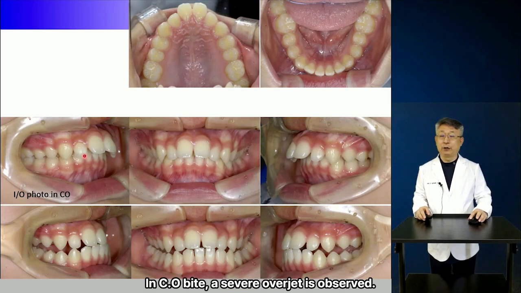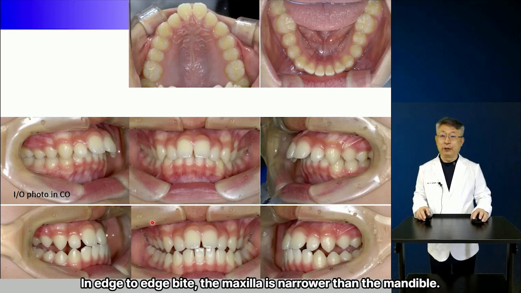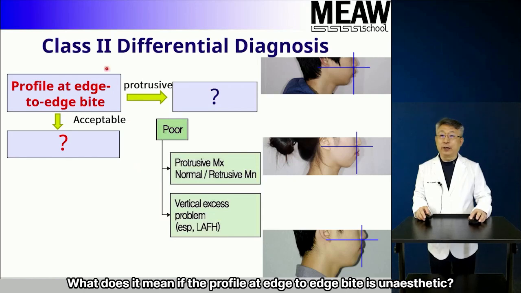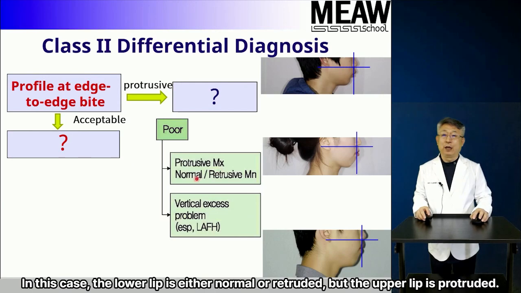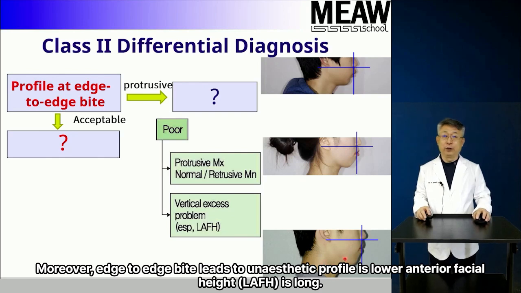In show bite, a severe overjet is observed. In edge-to-edge bite, the maxilla is narrower than the mandible. What does it mean if the profile at edge-to-edge bite is unaesthetic? In this case, the lower lip is either normal or retruded, but the upper lip is protruded. Moreover, edge-to-edge bite leading to unaesthetic profile means lower anterior facial height, LAFH, is long.